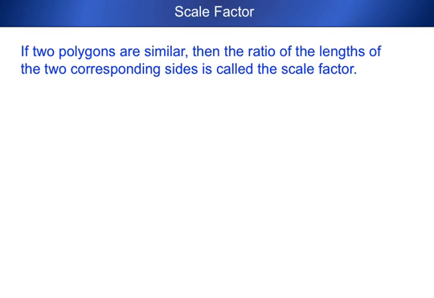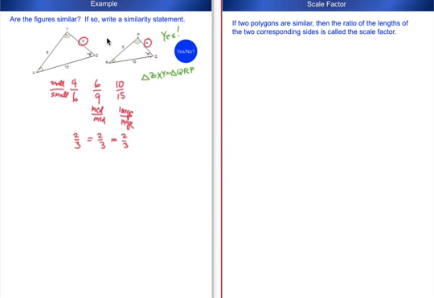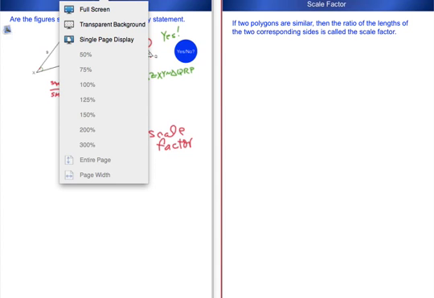A scale factor is, if two polygons are similar, the ratio of the lengths of two corresponding sides. So, as our last example showed us, our scale factor in our last example would have been 2/3. It's the ratio of two corresponding sides in similar polygons.